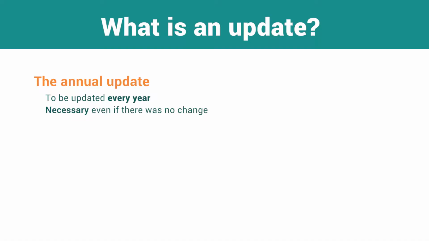In Quebec, there are two types of updates: annual updates and current updates. Every year, you have to update information about your organization. This is called annual update. It is necessary even if there was no change within your organization. If the changes occurred in your organization, you have to perform current update following 30 days of the modifications.